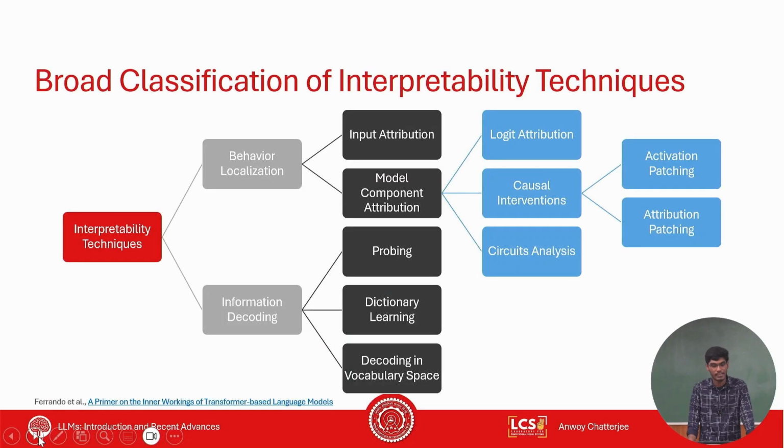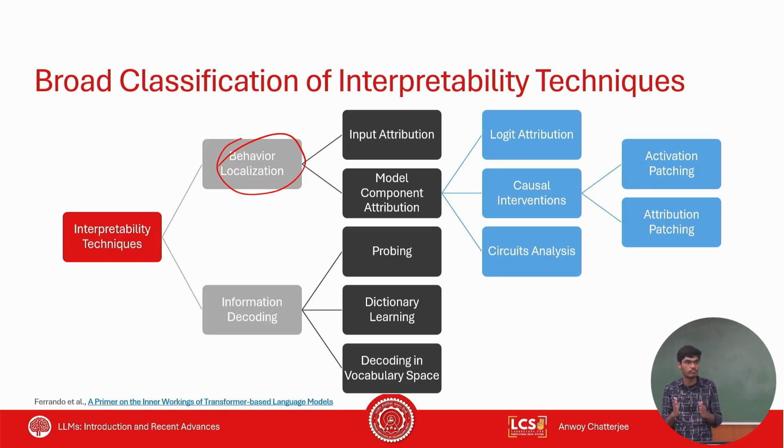So if we broadly classify the interpretability techniques, obviously it's tough to classify them, but mostly we see two broad categories. One is behavior localization, another is information decoding. In behavior localization, we try to localize the behavior of each component, right? If you remember, in the last lecture, we were talking about the residual stream perspective of transformers, where we disentangled the role of each component and tried to localize how each component is contributing towards the output. In information decoding, our goal is to decode or interpret from the information within the model, say the hidden states or the activations, how these activations or hidden states contribute towards a particular task.